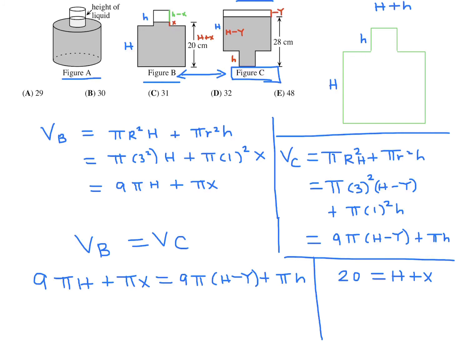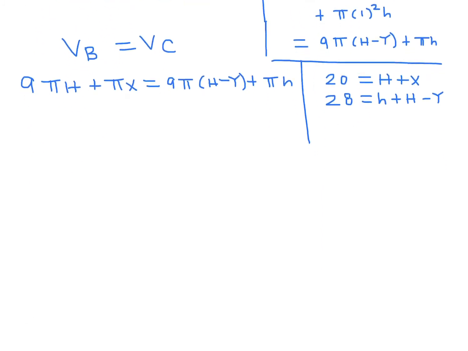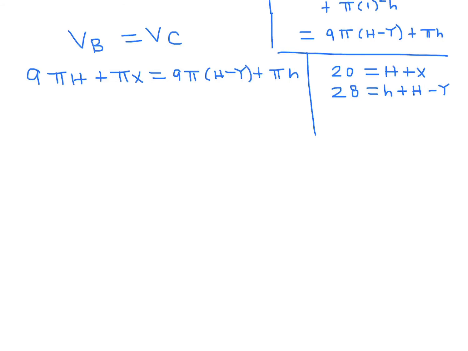Any other relationships? Well, yeah, figure C has got to give us a relationship for 28, right? 28 equals something. It equals what? Our small h plus big H minus y, right? Yeah, exactly. All right, that's all the information we need to go ahead and figure this out. So we're going to proceed with this equation. So here we go.